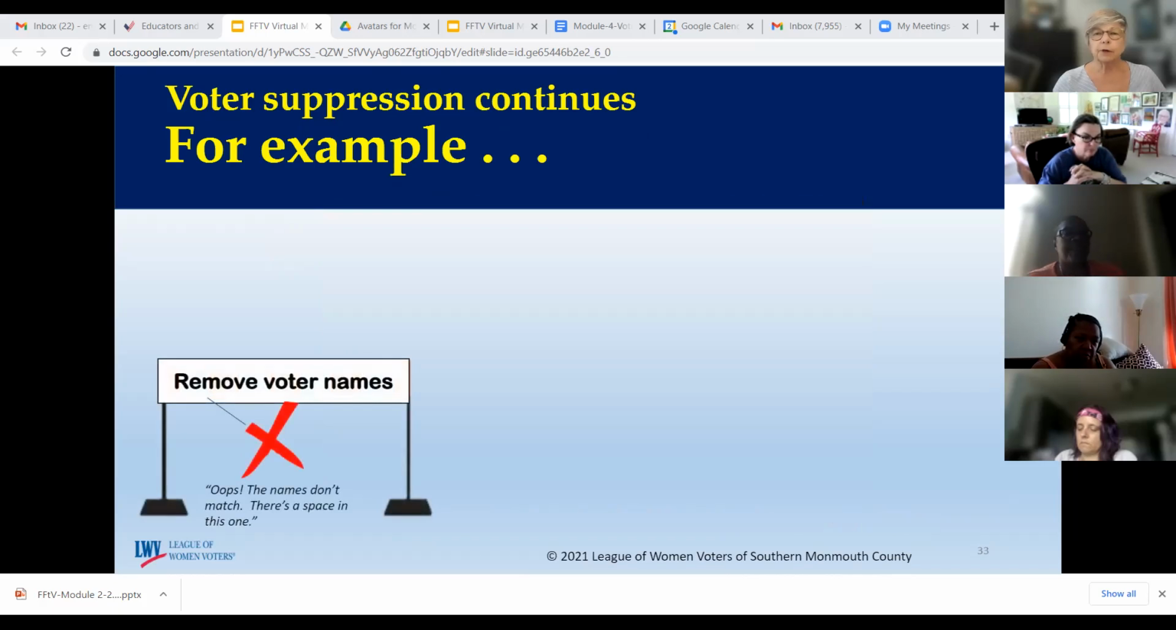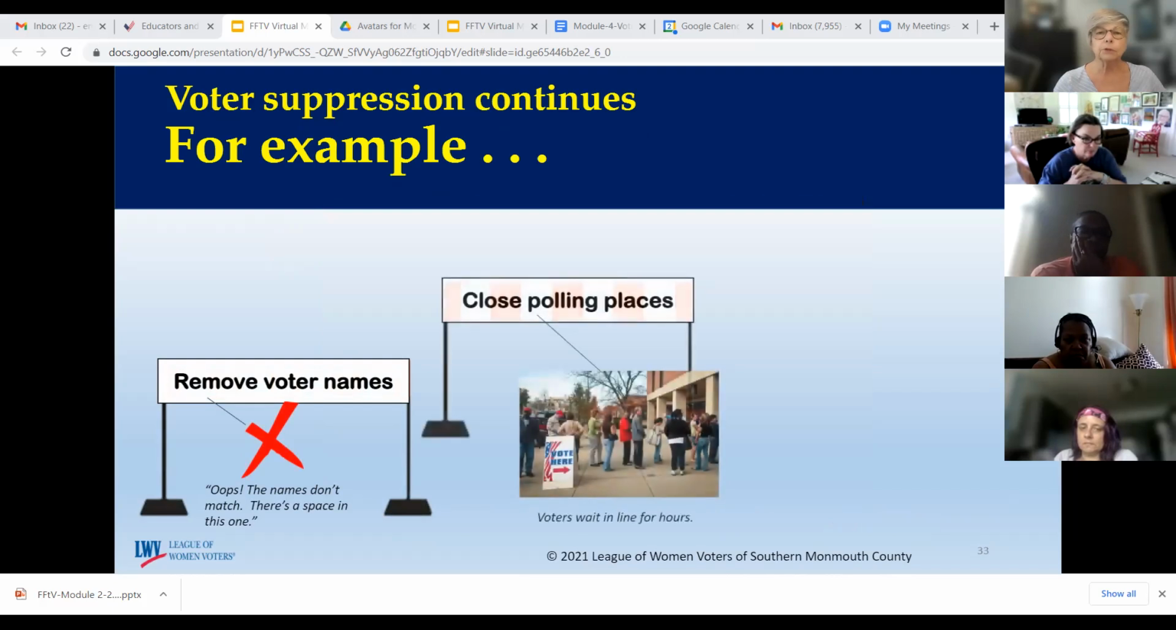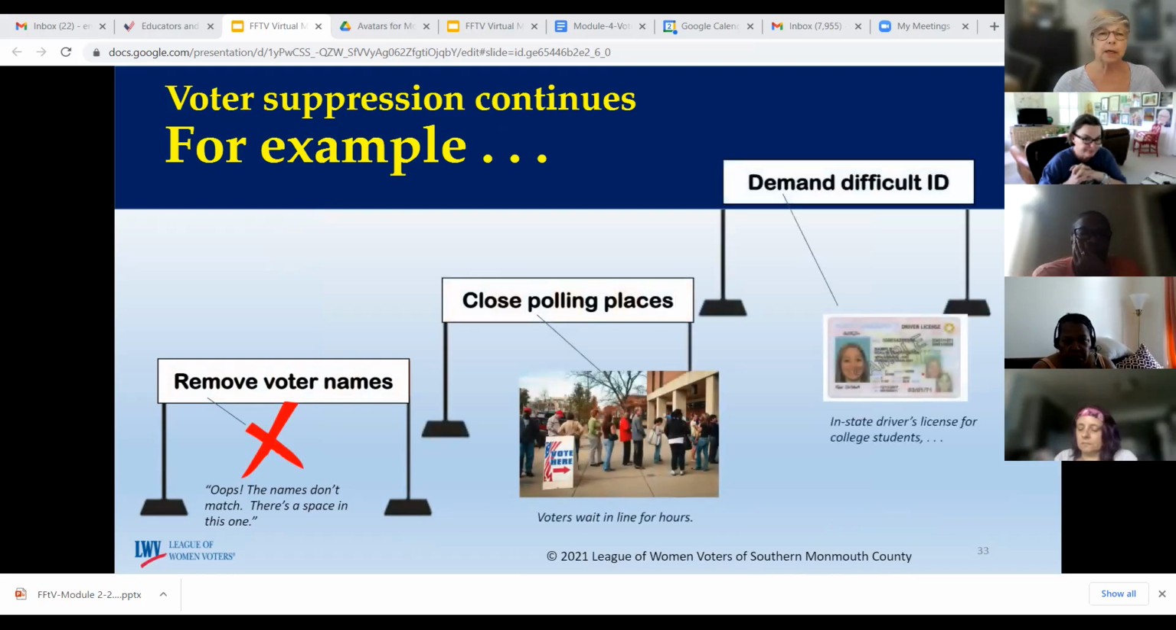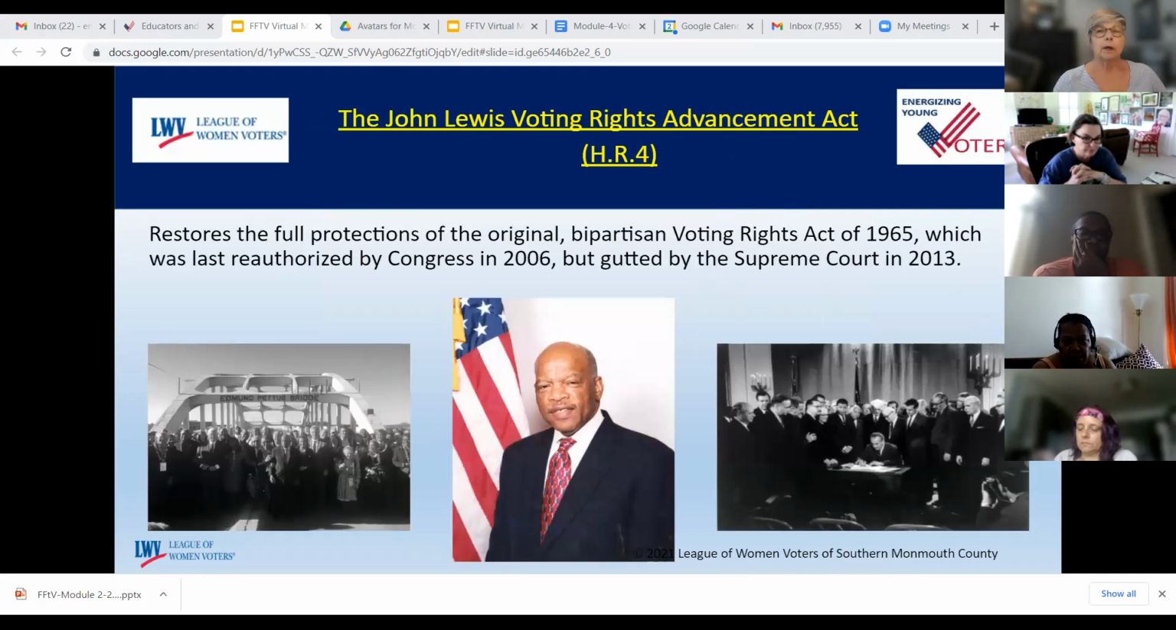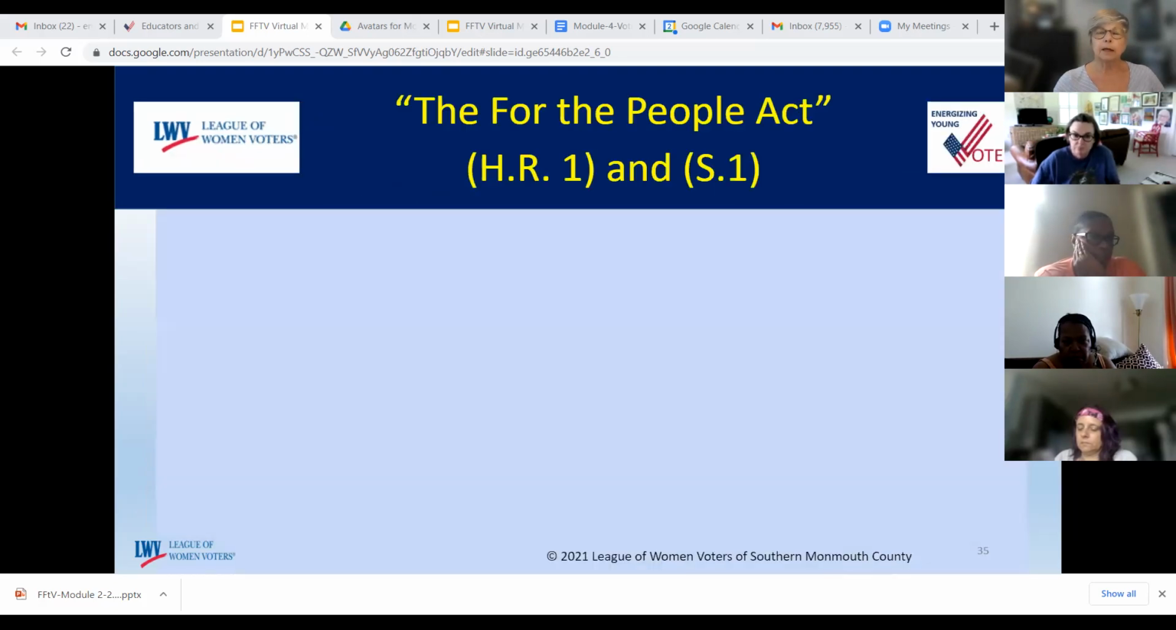These are some of the ways that are happening today. Removing voters' names from the polls, closing polls, demanding IDs. There's a fight back now, though. H.R. 4, which is the John Lewis Voting Rights Advancement Act, is one effort to turn back that tide. And the For the People Act, right now being considered, is another.